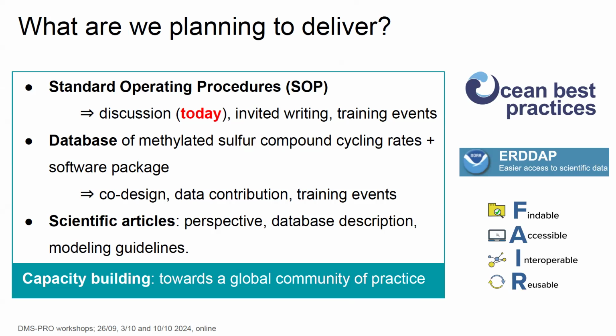And second, we are also starting to design and create a database of cycling rates of these compounds, which can then be used for everyone to contrast their own measurements, for modelers, for validation and model development, and so on. And finally, we are planning to write some scientific articles describing the database, providing guidelines for data users, and also some perspectives on this research area. So overall, we want to strengthen this community of practice around the research on sulfur compounds.